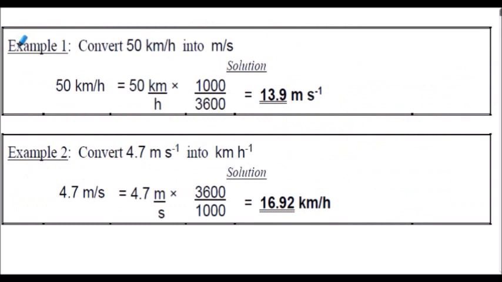Example 1 here, we're going to convert 50 kilometers an hour into meters per second. We simply multiply the 50 kilometers per hour by 1000 divided by 3600. That evaluates to 13.9 meters per second. Example 2 here, if we want to convert 4.7 meters per second into kilometers per hour, then we multiply the 4.7 meters per second by 3600 upon 1000. In this case, that's 16.92 kilometers per hour.